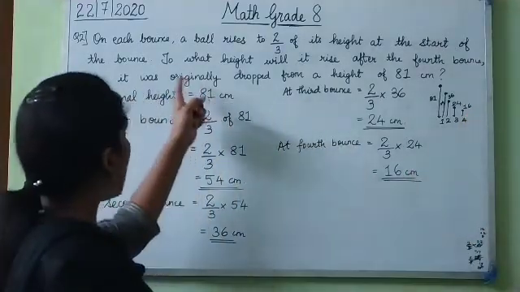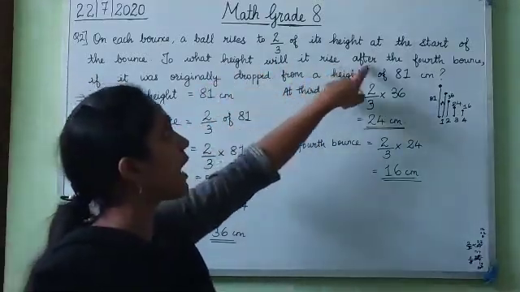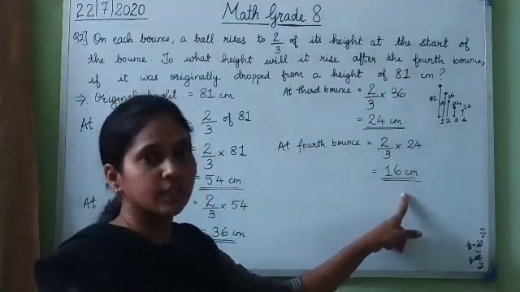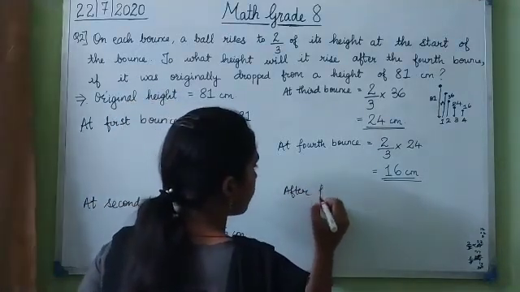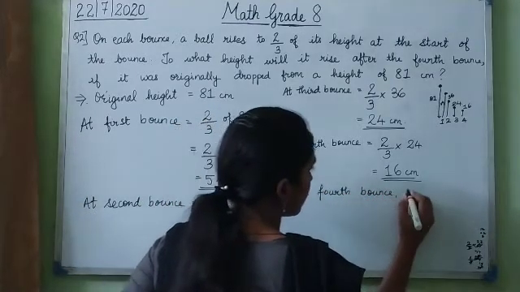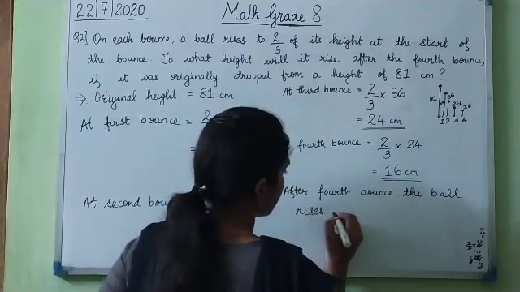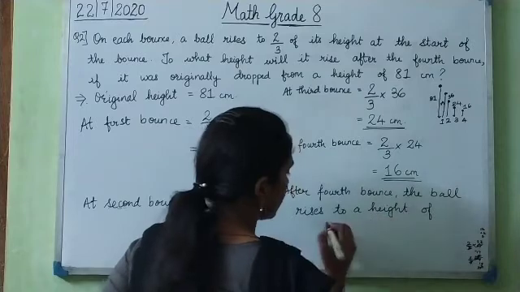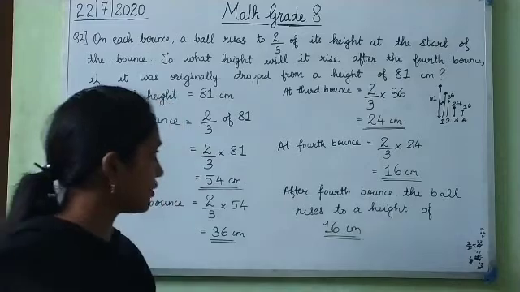And they have asked us to find the height to which it will rise after the fourth bounce. So after the fourth bounce, the ball will rise to a height of 16 centimeters. So I write the answer: after the fourth bounce, the ball rises to a height of 16 centimeters. Everyone has understood this?